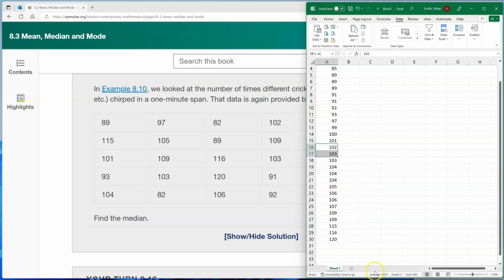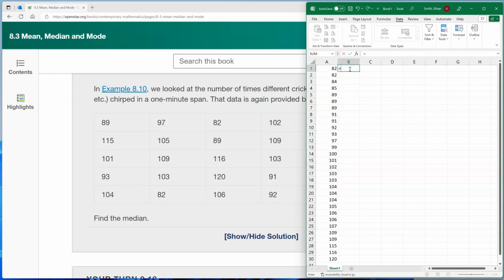Then you can see down here it's taking the average as 102.5. Again, when Excel says average, it means the mean, which we haven't talked about yet, but you probably know what that means. So we have 30 elements, so we're really looking at the average between these two. And so that would be 12.5, because it's going to be in the middle of these two.